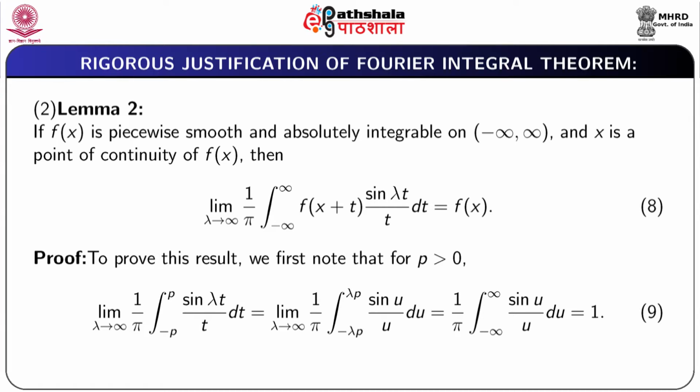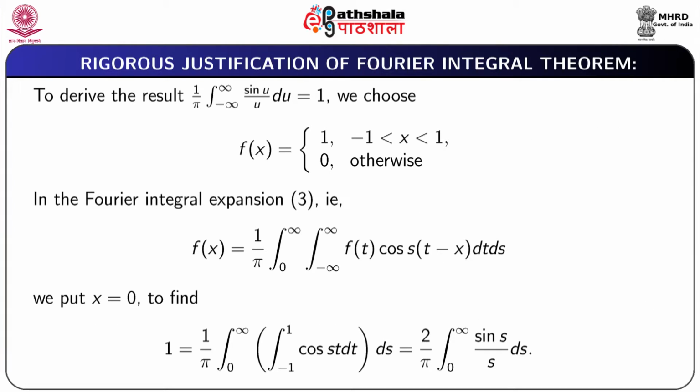To prove this result, we first note that for p positive, the limit as λ tends to infinity of 1 by π integral from -p to +p of sin(λt)/t dt, by substituting λt equal to u, becomes the limit as λ tends to infinity of 1 by π integral from -λp to +λp of sin u/u du, which is equal to 1 by π integral from -infinity to +infinity of sin u/u du, and this can be proved to be equal to 1 as given by equation 9.